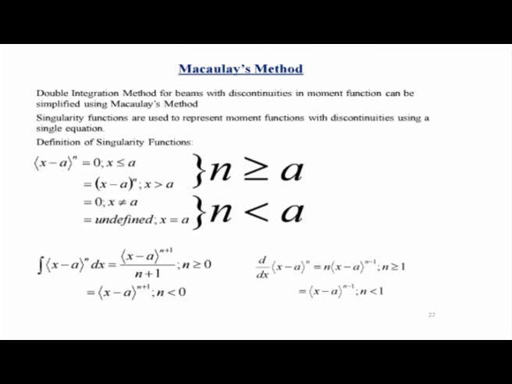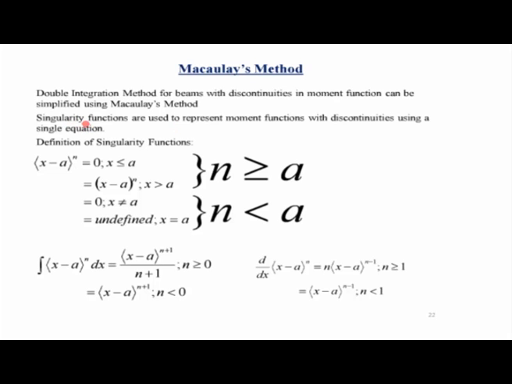but it is rather useful for beams which have discontinuities in their loading, like the one we discussed in example 2 under the double integration method. So this double integration method for beams with discontinuities in the moment function can be simplified using Macaulay's method. What we do in Macaulay's method is we use some functions which are called singularity functions, and I'll quickly discuss what the singularity function is.